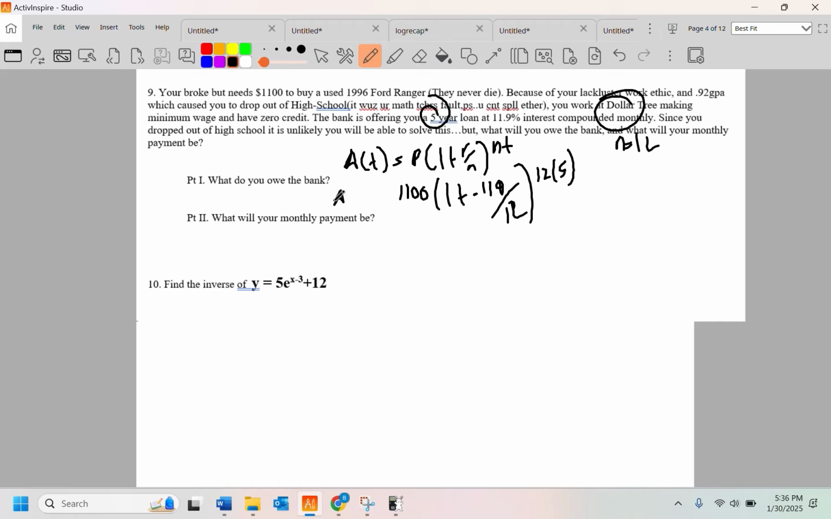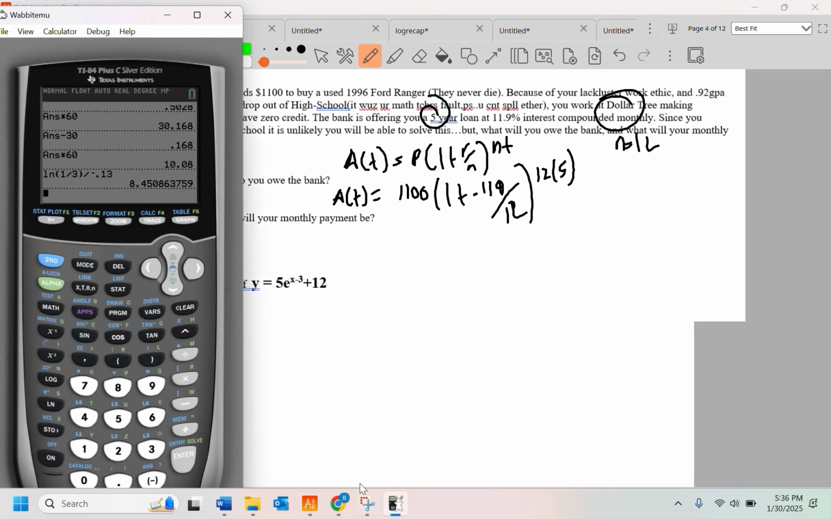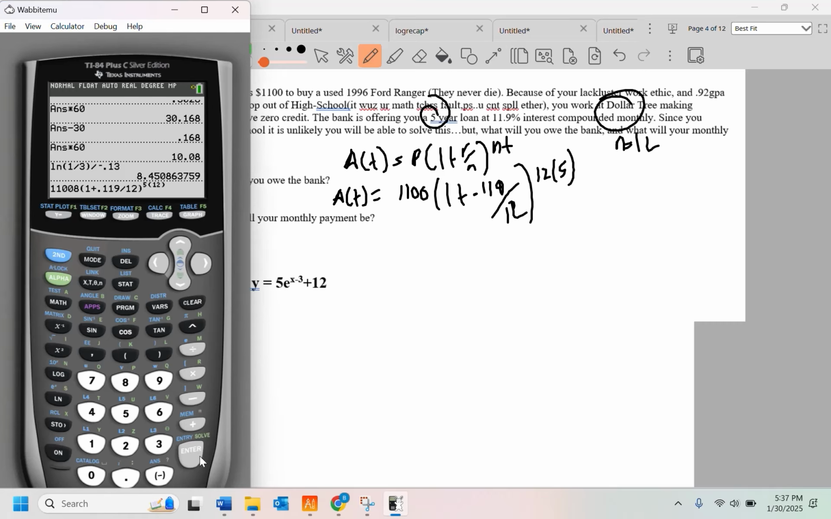And then we go to our TI-84 and we push some buttons. 1,100 times 1 plus 0.119 over 12, with an exponent of 5 times 12, which happens to be 60. But again, if you don't know that, your calculator does not judge you, and if I made a mistake pushing buttons, I see it. You owe the bank almost $2,000 on an $1,100 truck. Anyways, you owe $1,988.50.